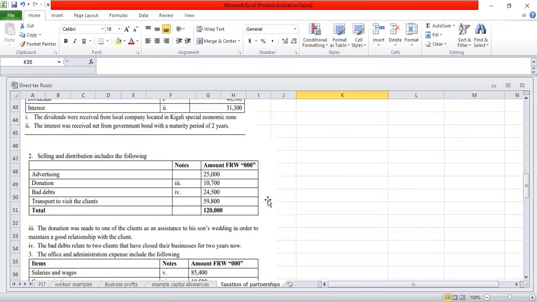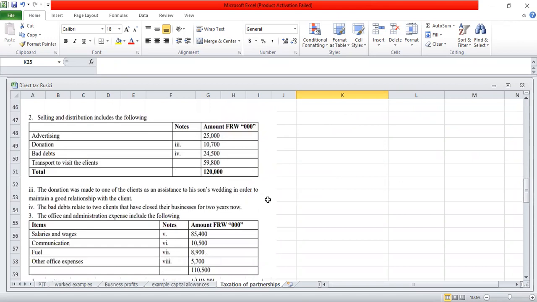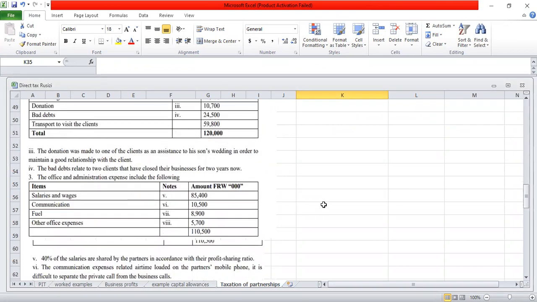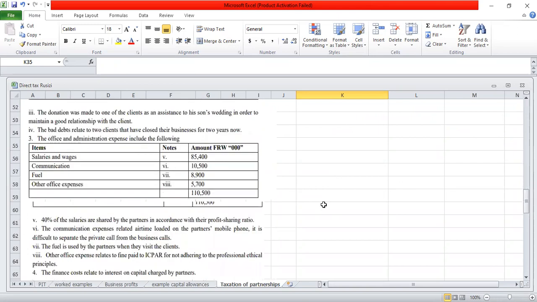Then when I go to transport to visit client, that one is a business activity. That one is allowed. When I come to fuel, it says, I think that's the fuel number. That's what you are asking, fuel. It says the fuel is used by the partners when they visit the client. That one is allowed.